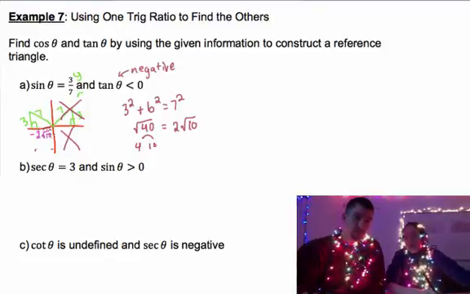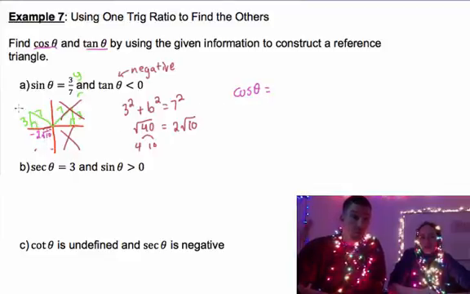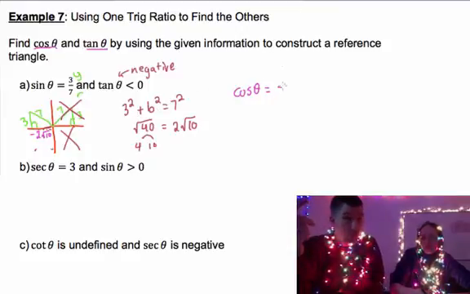All right, negative 2 square roots of 10 is that third side. Now we can do what they asked us and find the cosine and tangent. For these, we just go back to cosine is the x-coordinate over r, which we just found. The x-coordinate is negative 2 square roots of 10, over r, which is 7. So there's that bad boy.